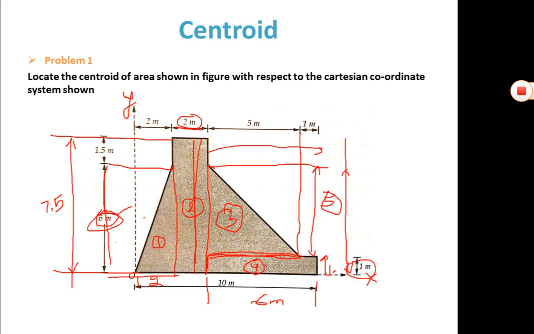And now move on to the last geometrical component, which is a rectangle of width 6 meter from here to here, and height of 1 meter. So we will continue the further analysis of this question. Thank you.